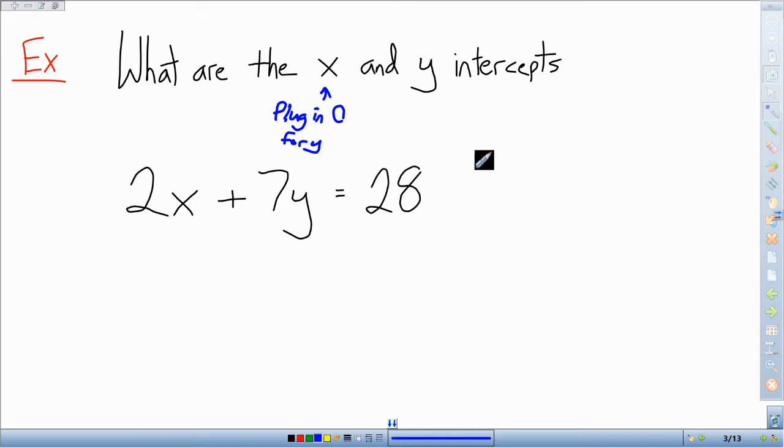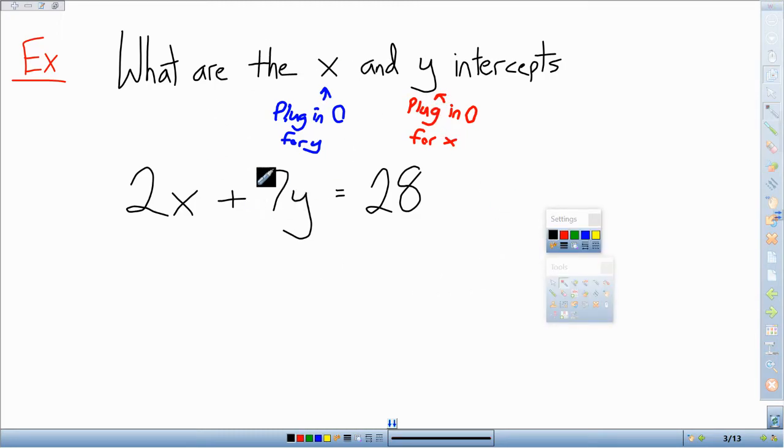Okay, if you wanted to just remind yourself. And then for this one, same idea. We can say, okay, to find the y-intercept, we'll plug in 0 for x. That's not a bad reminder to put in your notes. All right, so let's go ahead and find that x-intercept.